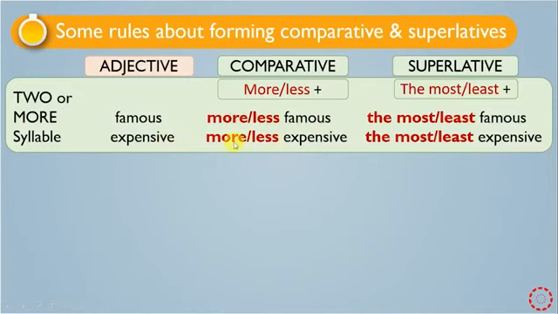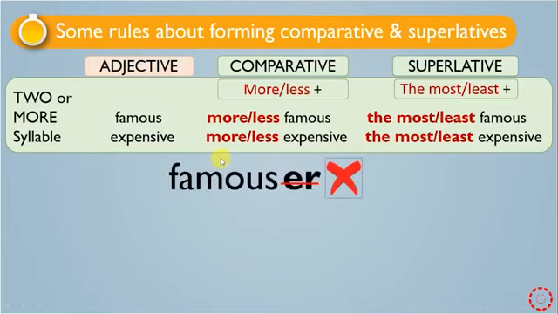For the superlative we add the most or the least. We say the most famous or the least famous, and it's the same for expensive. We say the most expensive and the least expensive. It means we cannot say famouser, we cannot add er, we have to say more famous and less famous.